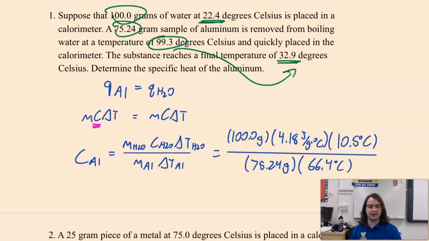Go ahead and plug this into your calculator and punch it up and see what you get. Come on back once you've calculated it. So you should get 8.79 joules per gram Celsius. So that's it. That's how you calculate specific heat. It's really just a lot of plugging in things and solving for what you need in the calorimeter.